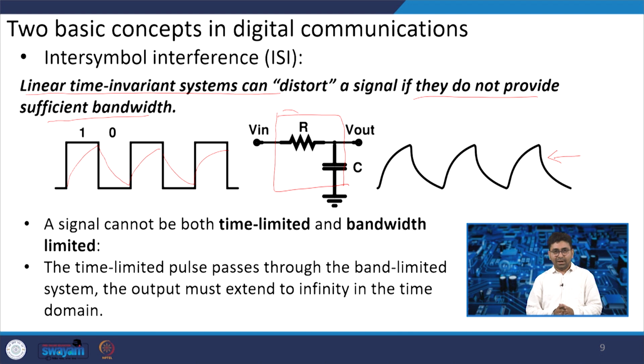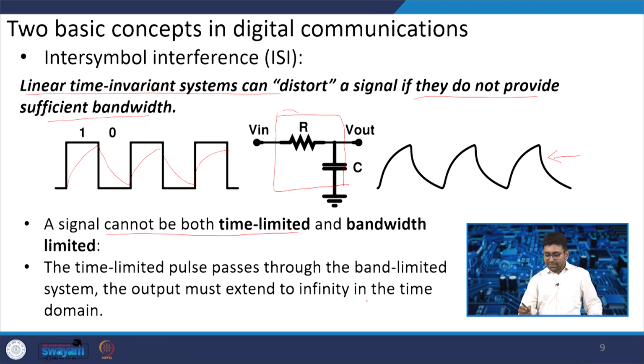So, there is a basic understanding that a signal cannot be both time limited and bandwidth limited. So, either it will be time limited or it will be band limited. It can never be both. So, in this case, you applied a signal with many frequency components, a very wide band signal, to a very band limited system, and that will distort the signal. So, when a time limited signal passes through a band limited system, the output must extend to infinity in the time domain.